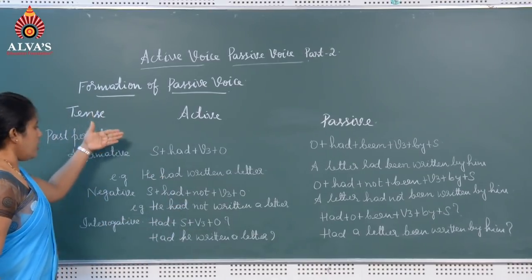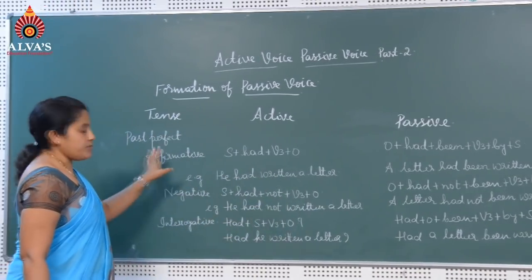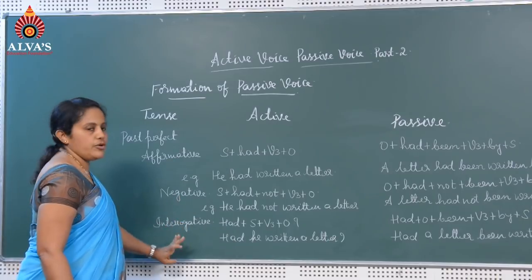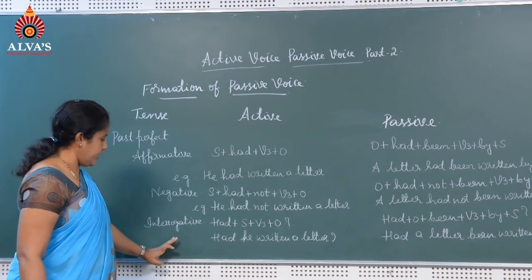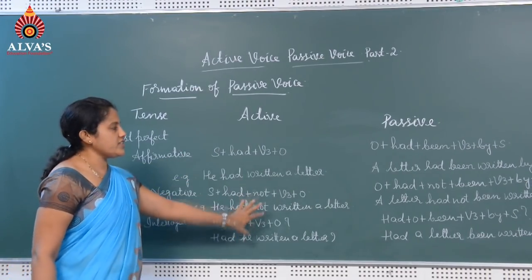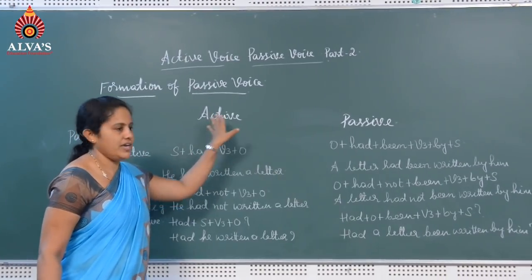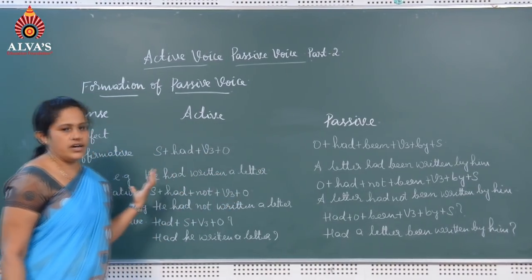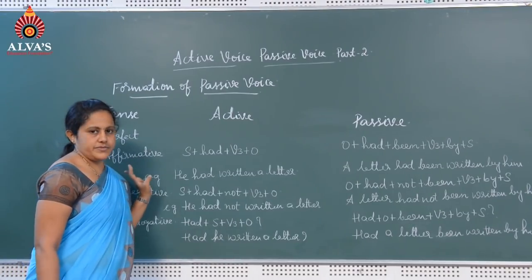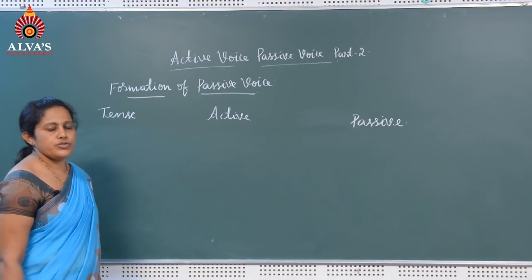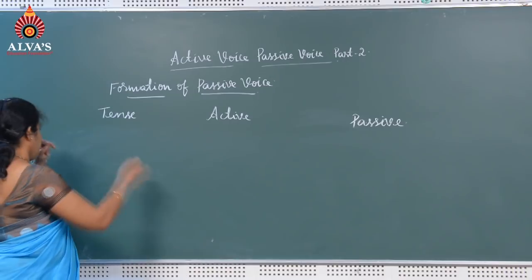Now, here we have discussed past perfect affirmative, negative and interrogative sentences, and what are the changes that occur here in active voice and passive voice. You can see here. I hope you understood this. Now, let us see future indefinite.